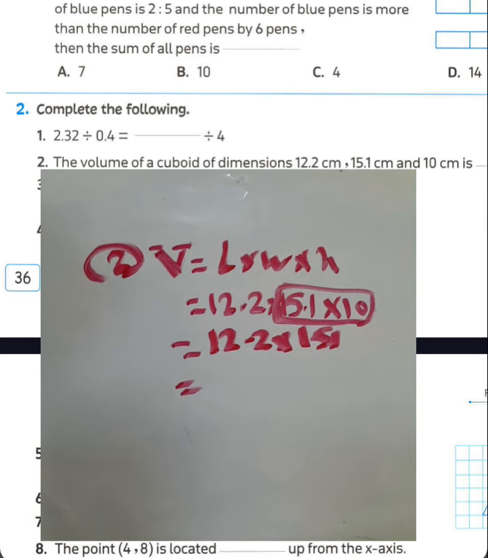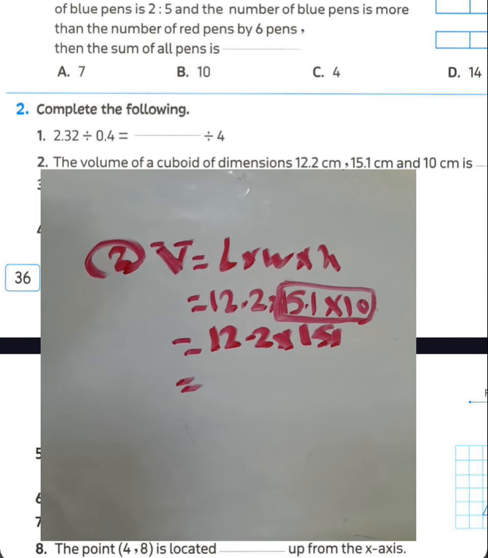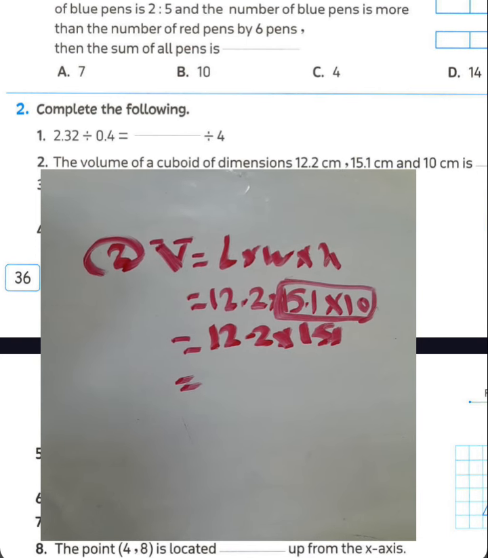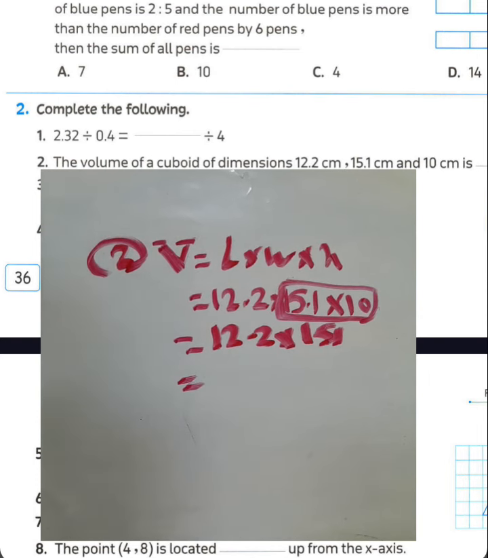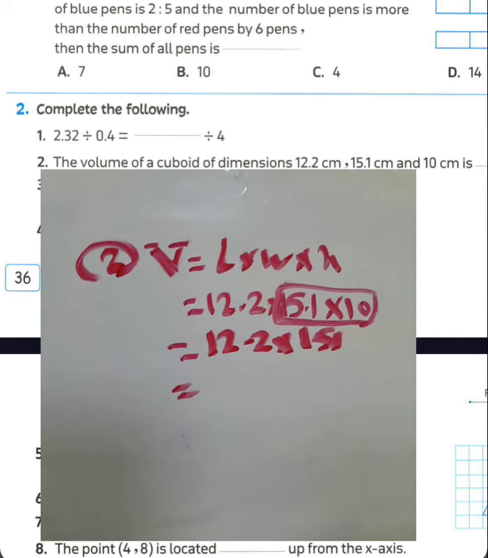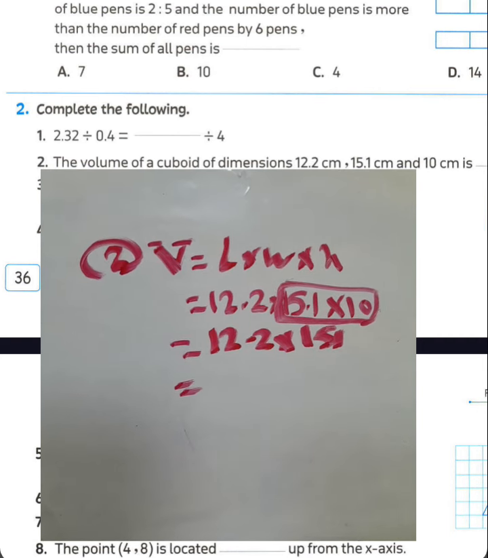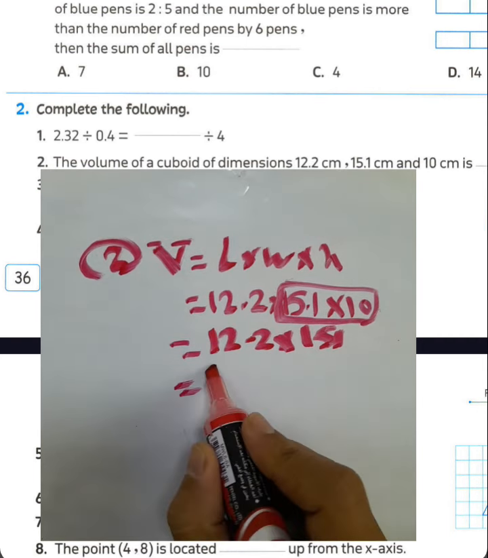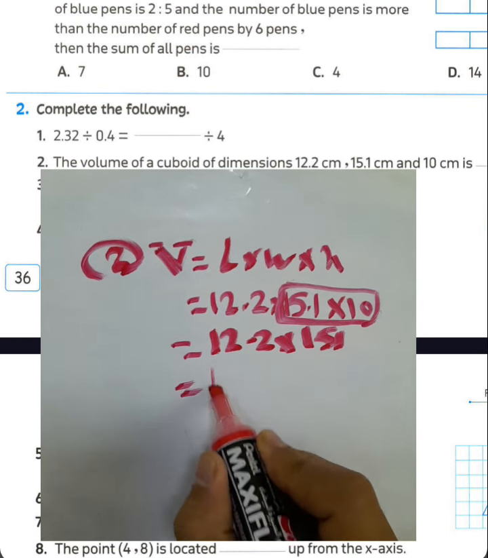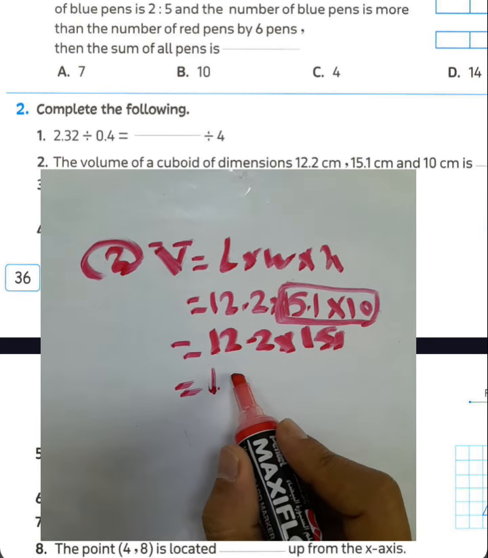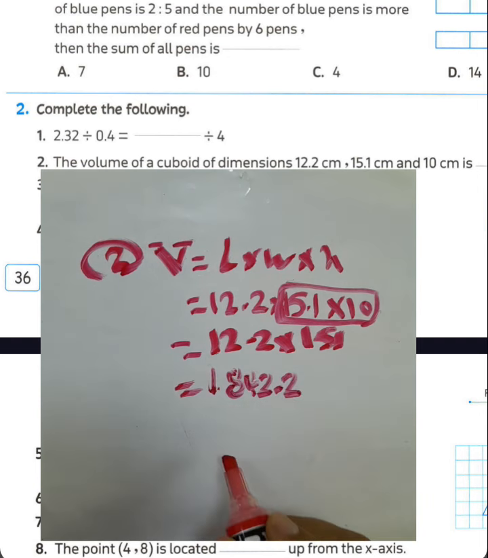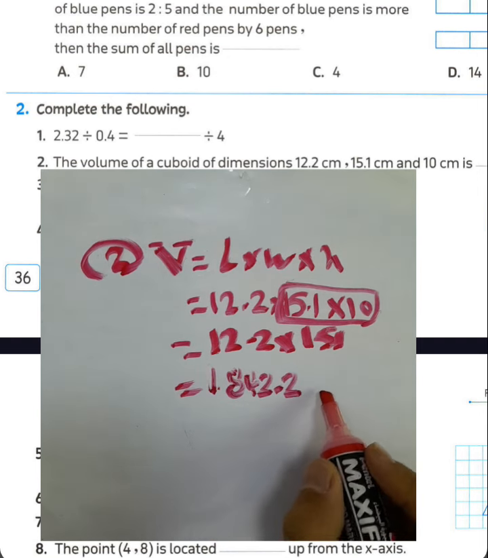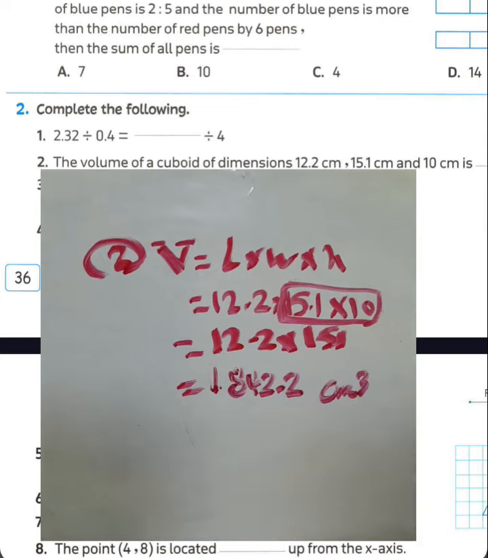To find the area of the base, length times width. Okay, you can find the volume, length times width times height, the product between all the numbers. The result will be what? 1000. The result will be 1842 and 2 tenths cubic centimeters.